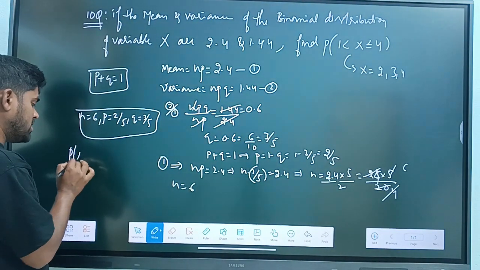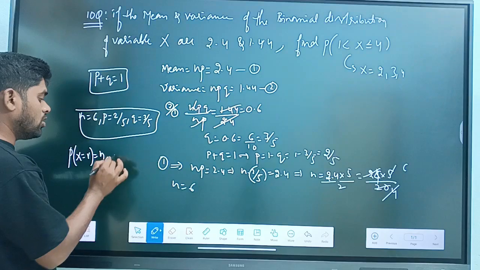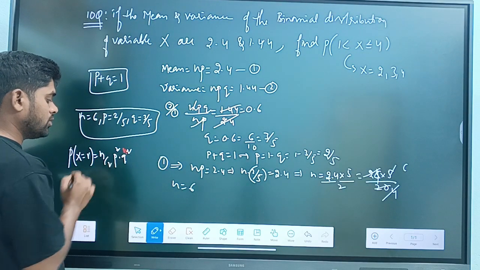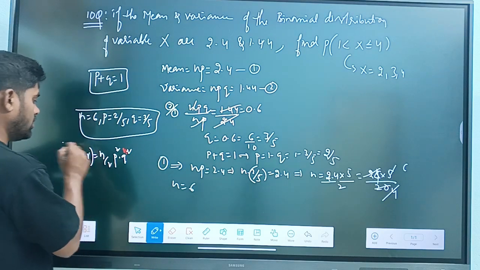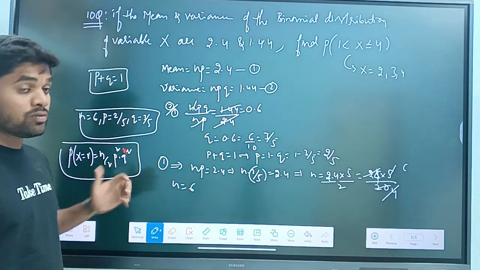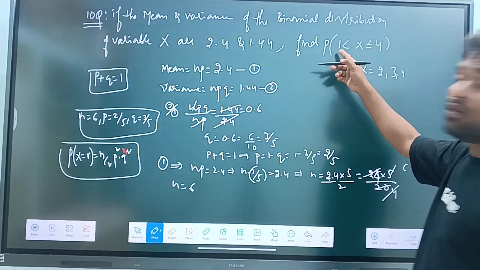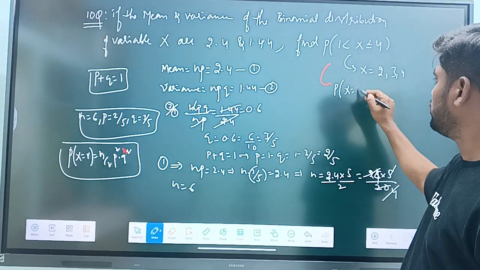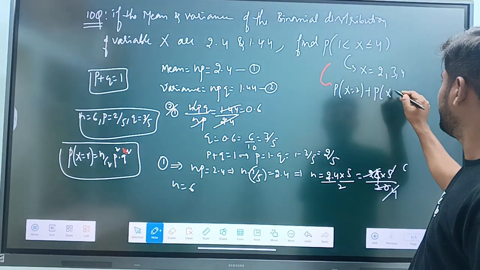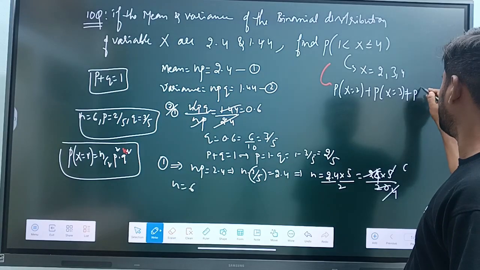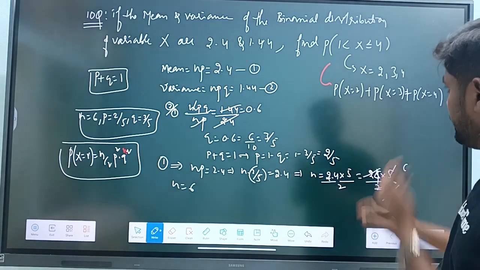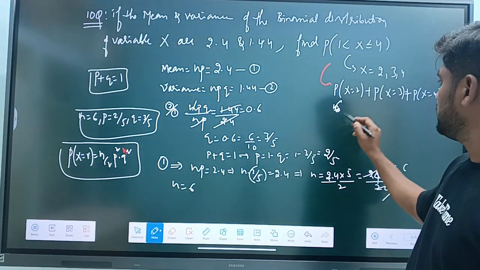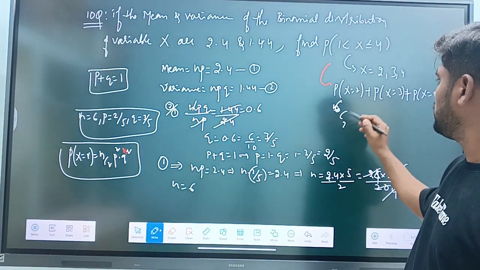Now find the probability of exactly r successes. The probability of exactly r successes equals nCr p power r q power n minus r. You can write it like this also. This is the formula: p power r was success, q power n minus r was failure. Now the probability of 1 less than x less than or equal to 4 means the probability of x equal to 2, plus x equal to 3, plus x equal to 4. Use this formula with n as 6 and r as 2.